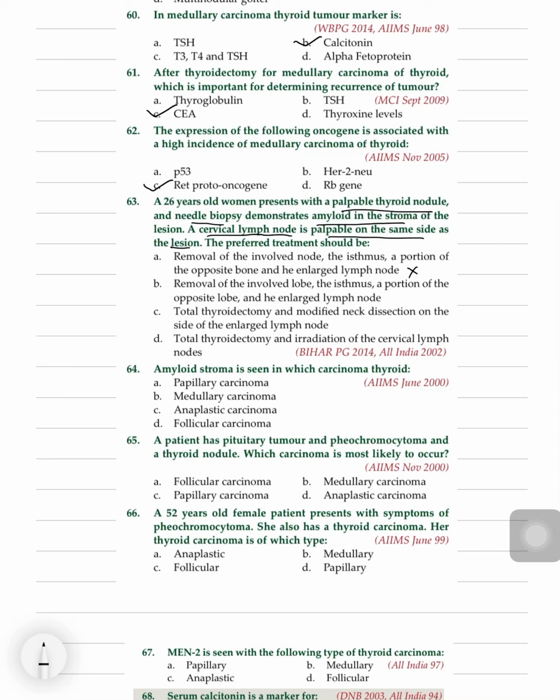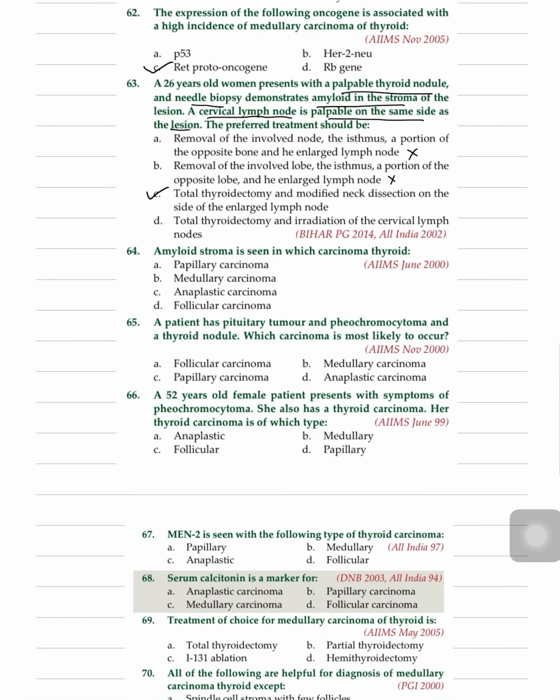No. The removal of the involved lobe, the isthmus, a portion of the opposite lobe and the enlarged lymph node? No. It is always total thyroidectomy. Total thyroidectomy and modified neck dissection on the side of the enlarged lymph node is correct. So irradiation is in advanced cases and not used for usual cases. Amyloid stroma is seen in medullary carcinoma.